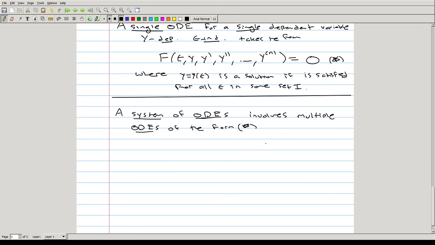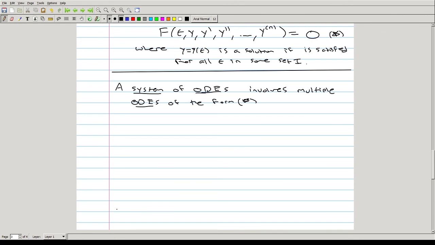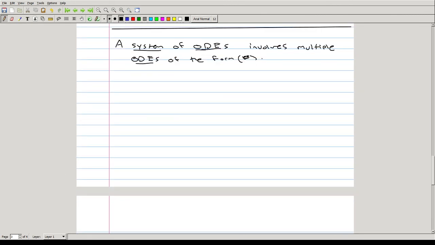And this involves multiple dependent variables and one independent variable. So typically we have, we'll call the dependent variables, the unknowns, y1, y2, y3, up to yL. These are dependent variables. And just like before, because we're dealing with ODEs, we'll talk about the independent variable as t.